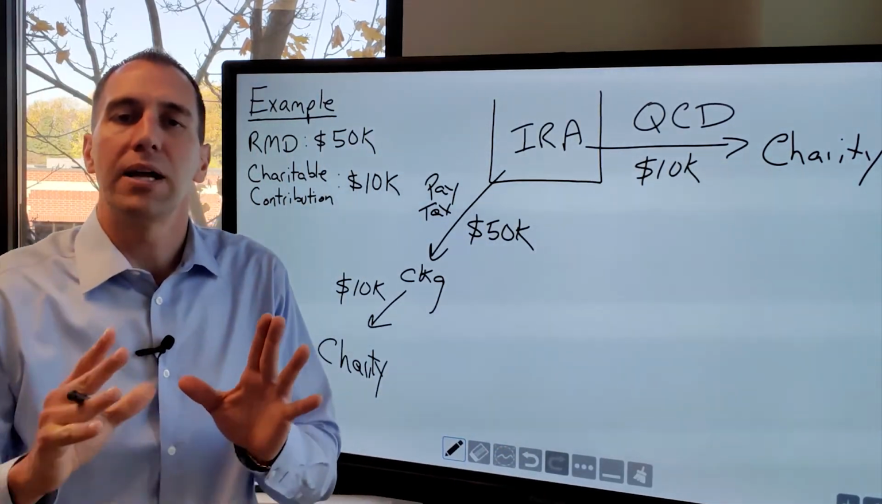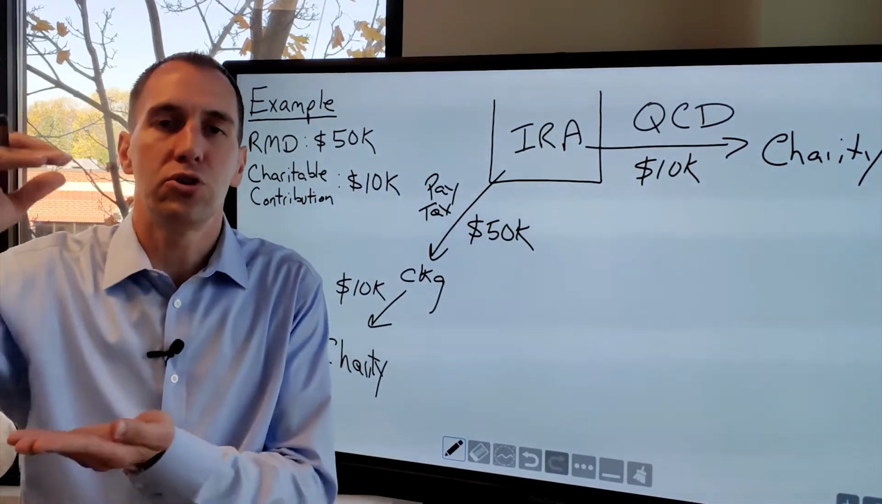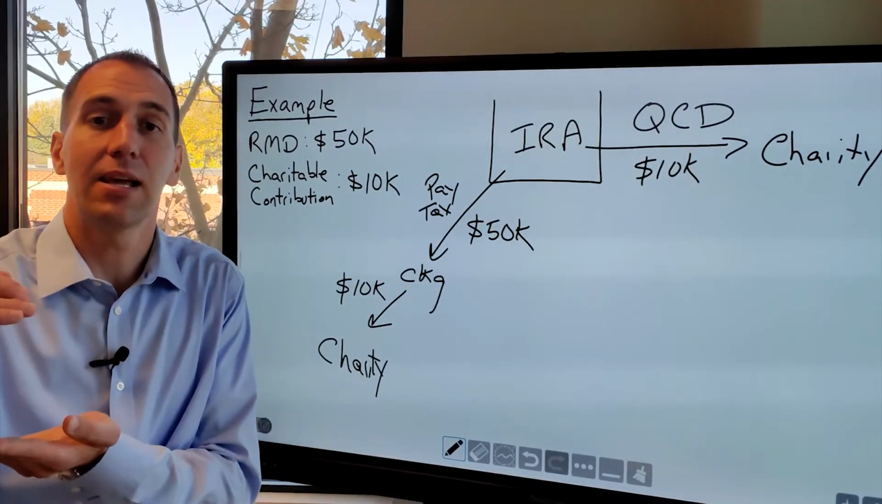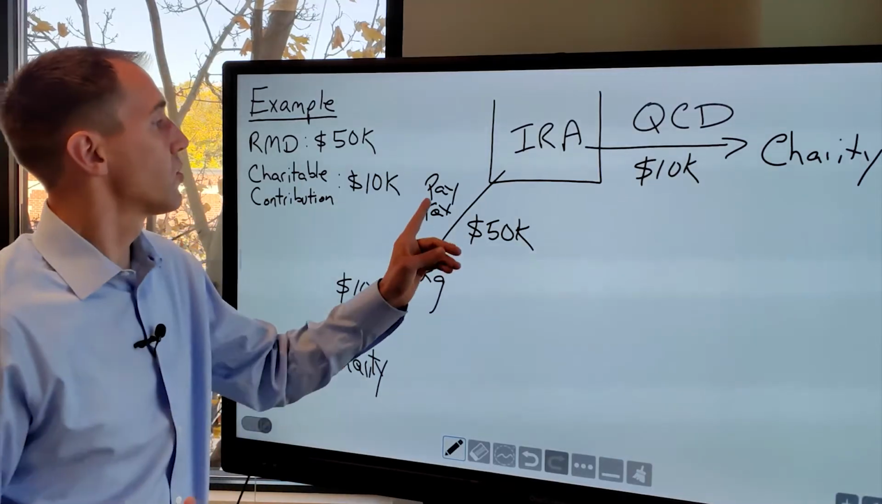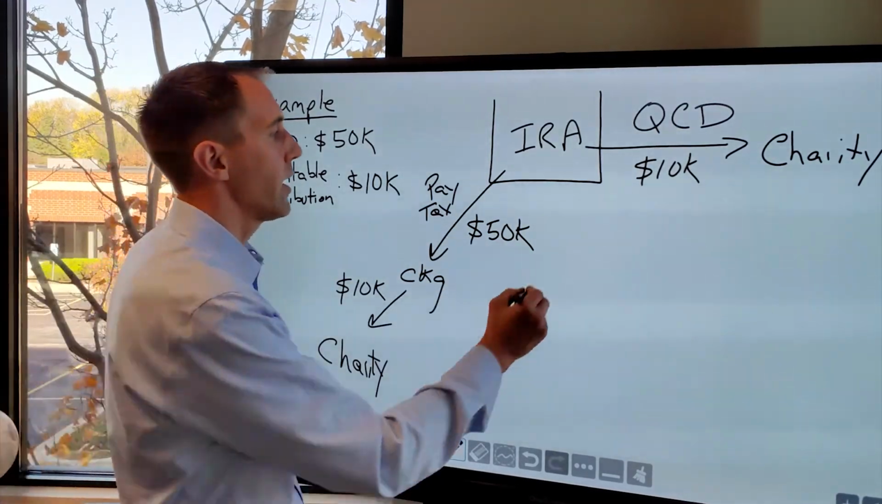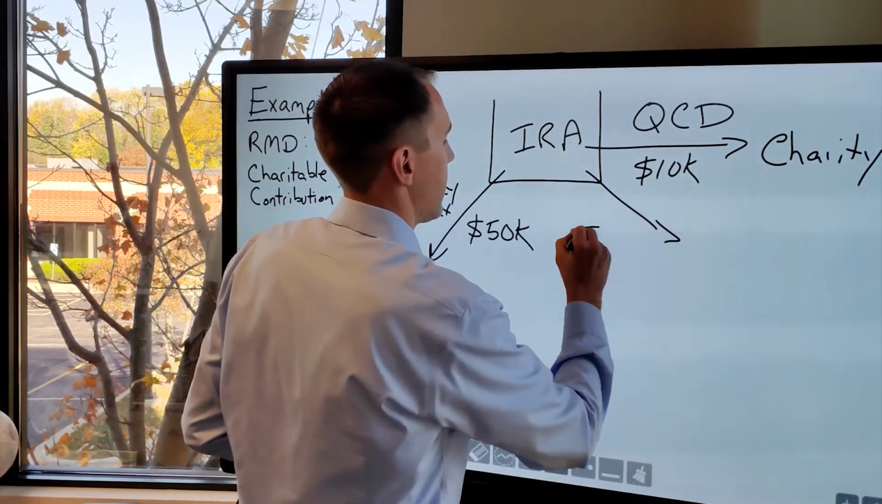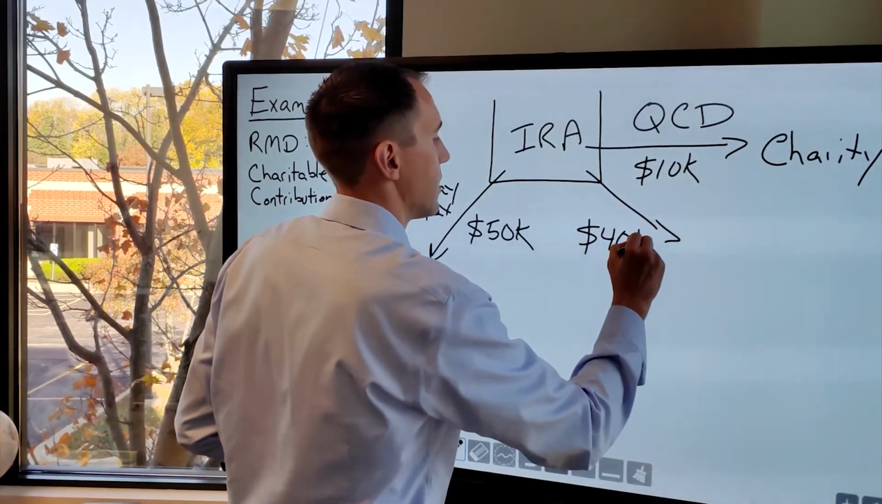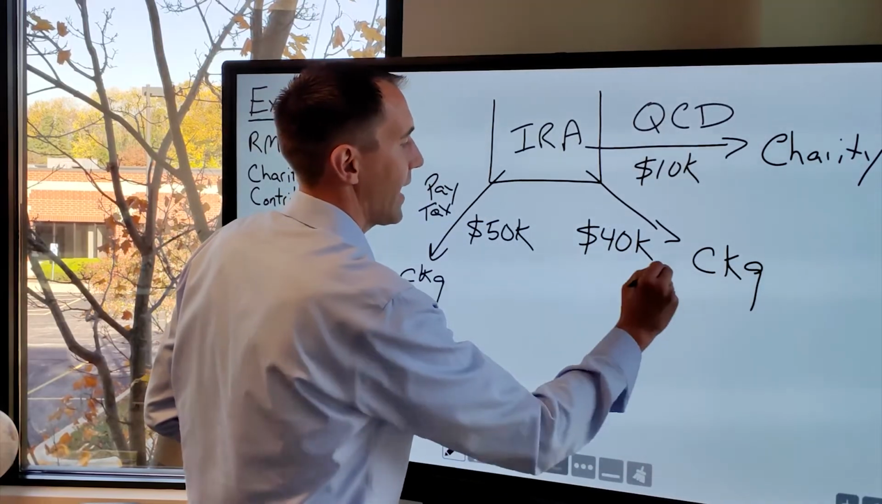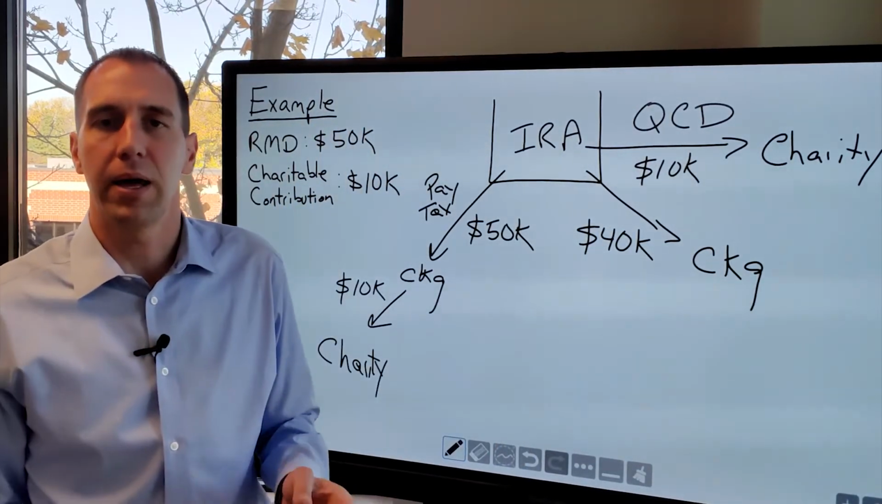You see, by doing this, it now reduces the amount of required minimum distribution that you need to take by $10,000. So the RMD that we now need to take out of the IRA is $40,000. That's what goes to your checking account, and that's the amount that you now pay tax on.